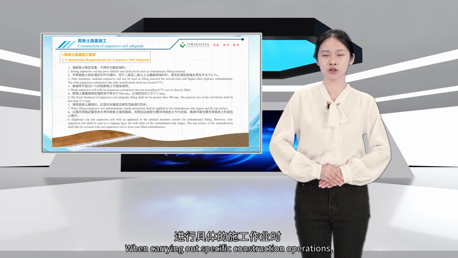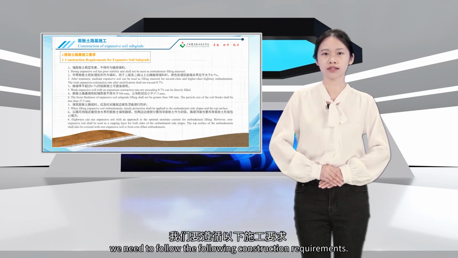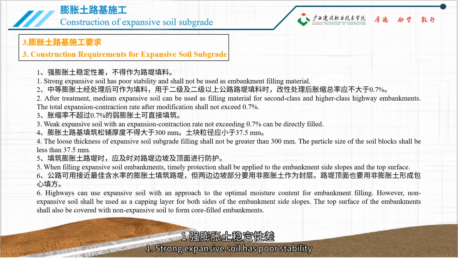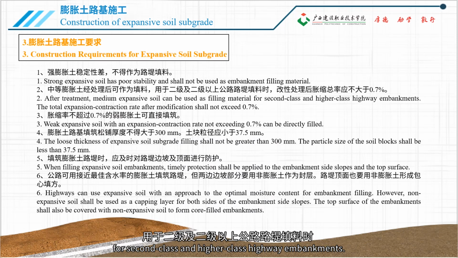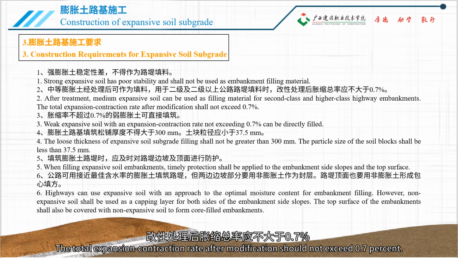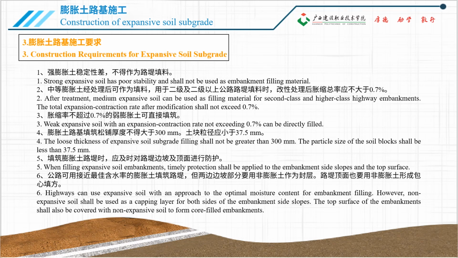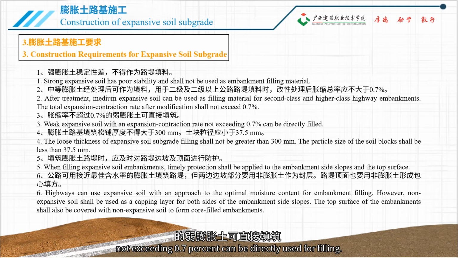When carrying out specific construction operations, we need to follow the following construction requirements. 1. Strong expansive soil has poor stability and should not be used as embankment filling material. 2. After treatment, medium expansive soil can be used as fill material for second-class and higher-class highway embankments. The total expansion contraction rate after modification should not exceed 0.7%. 3. Weak expansive soil with an expansion contraction rate not exceeding 0.7% can be directly used for filling.